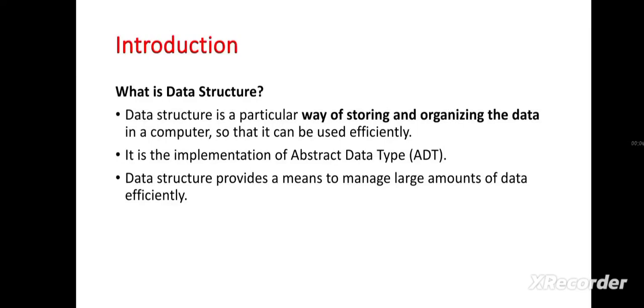This presentation introduces the basic concepts of data, information and different types of data structures used in computer science. A data structure is a particular way of storing and organizing data in a computer so that it can be used effectively. It is an implementation of an abstract data type, also known as ADT. Data structures help us to manage large amounts of data effectively and improve performance while processing information.